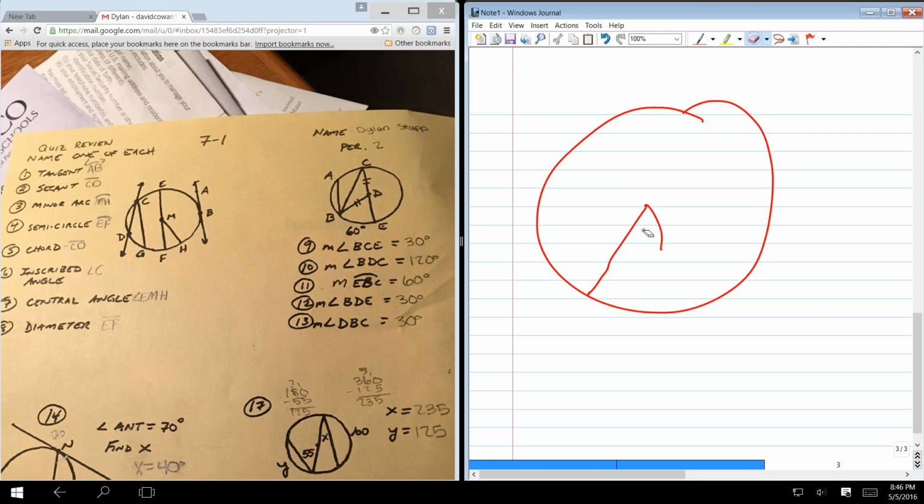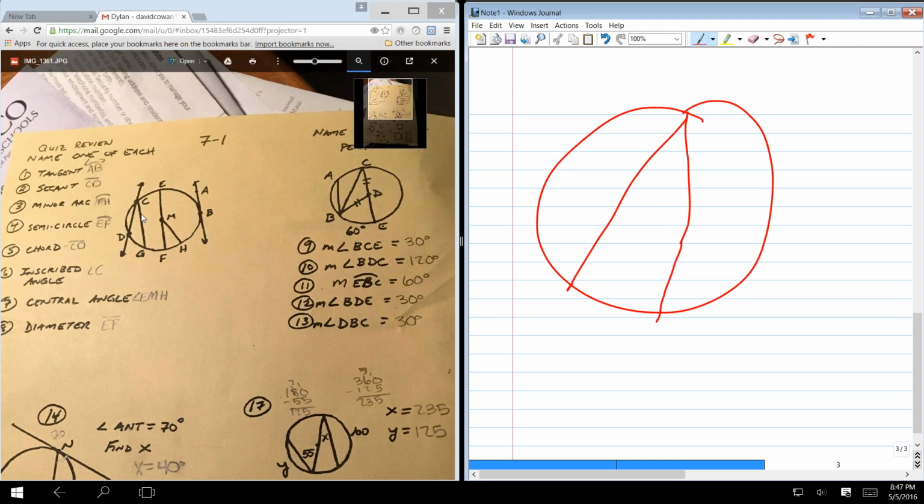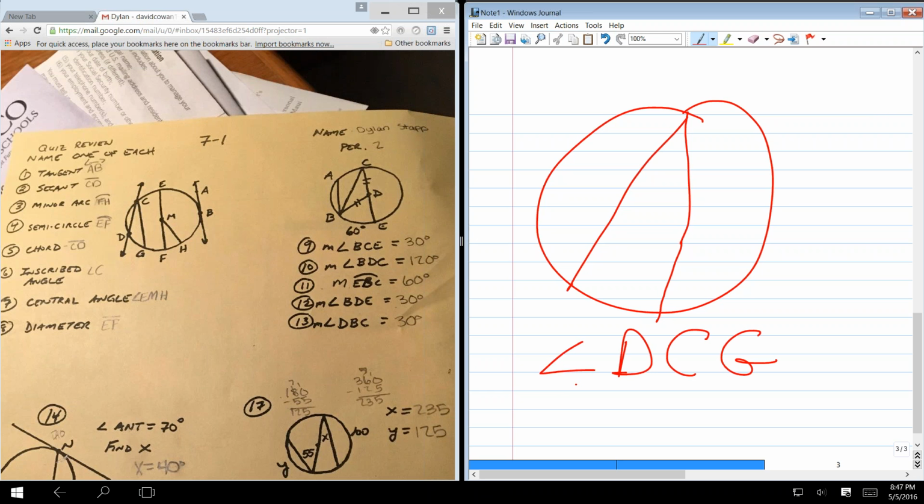Well, hold on. I didn't mean to do that. I meant to do this. No, you're fine. When it gets late, I'm stupid. No, that is not an inscribed angle. It has to go all the way to there. So, how did you describe that angle again? CDG. No. You need to make the vertex the middle. So, angle DCG or angle GCD.